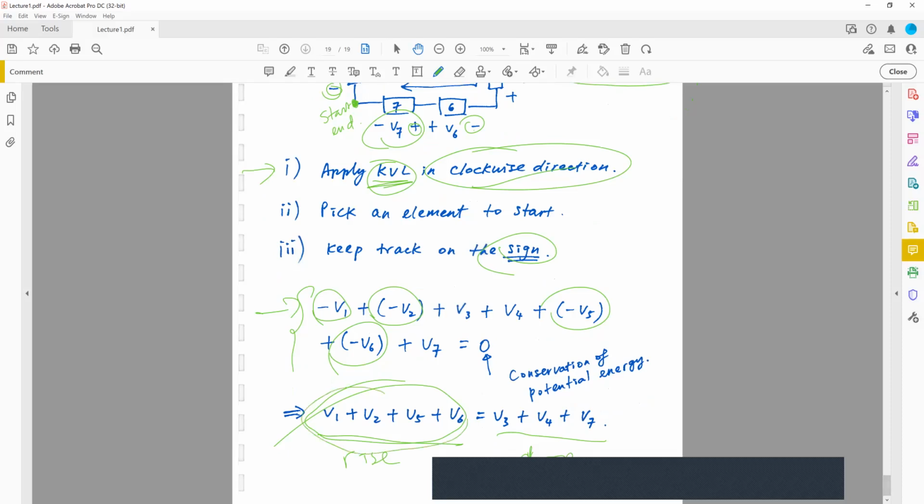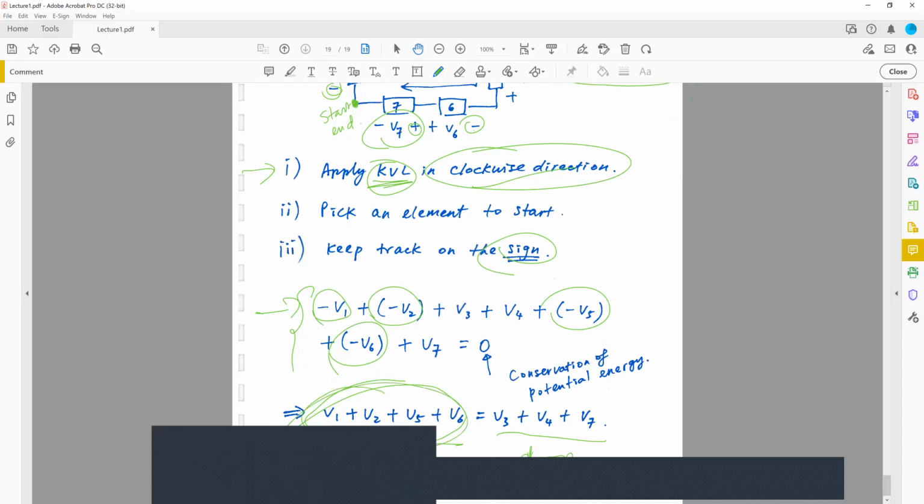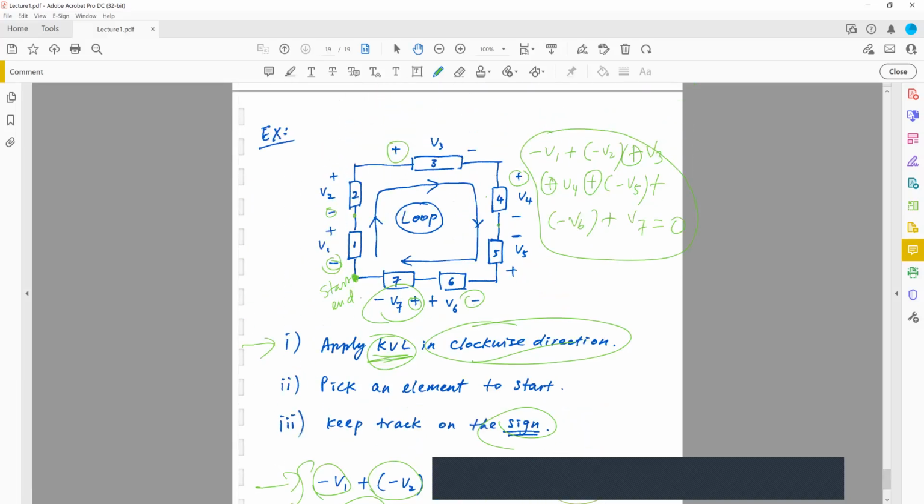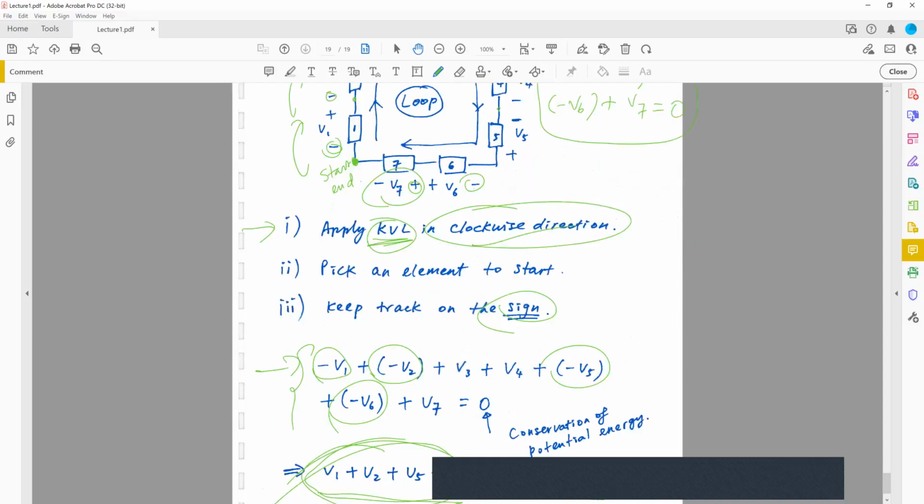How do I know this guy corresponds to a voltage rise? Well, look at this guy, right? So this is my starting point. I'm going from something negative to something positive, right? So I know I have a voltage rise. Similarly, for element number 2, negative to positive, again, I have voltage rise. Keep track of the sign, right? But for number 3, I'm going from plus to minus. So this is voltage drop, right? Something higher to something lower.